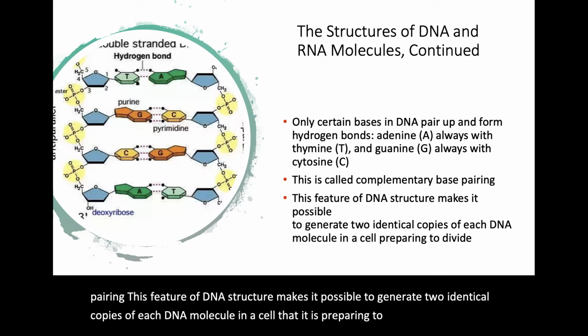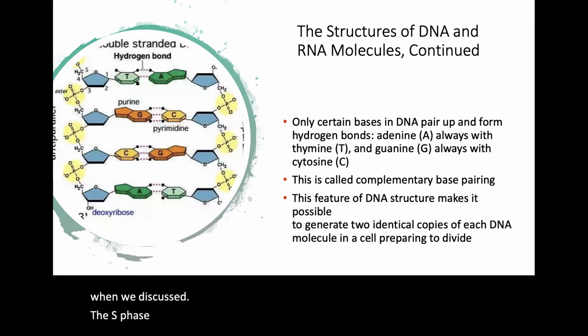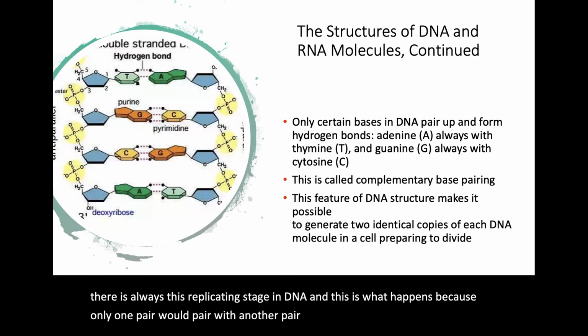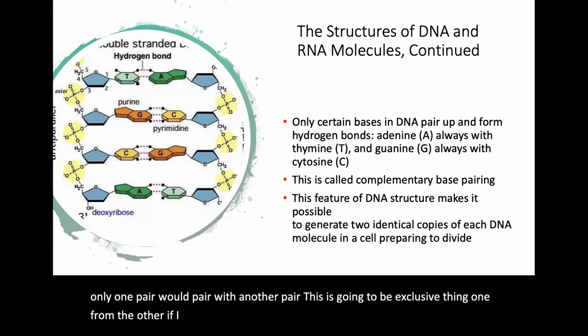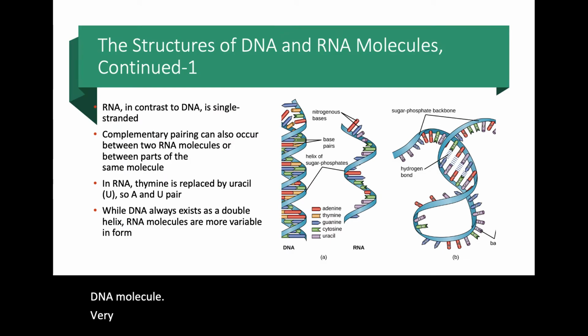And we have talked about this replication of DNA both in the cell cycle when we discussed the S phase of interphase, and also when we talked about mitosis and meiosis. There is always this replicating stage in DNA, and this is what happens because only one pair would pair with another pair. This is going to be an exclusive thing, one from the other. If I separate these strands, I can use the strand to make its complementary strand, and that way I can create identical copies of this DNA molecule. Very needed for the cell cycle.